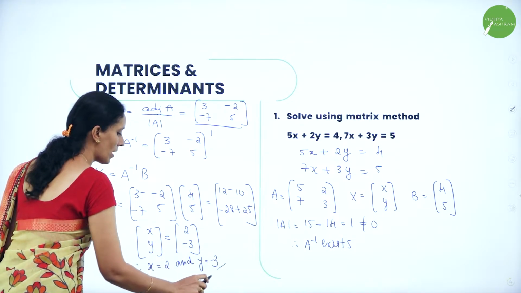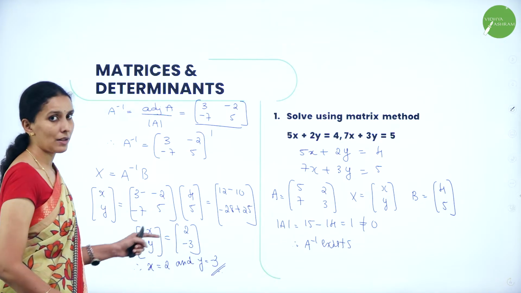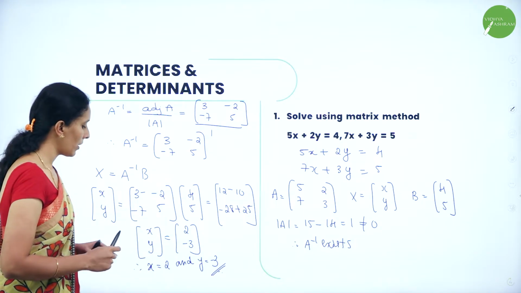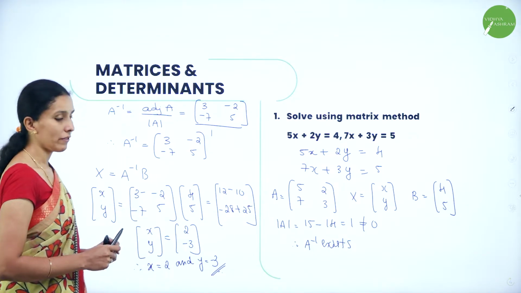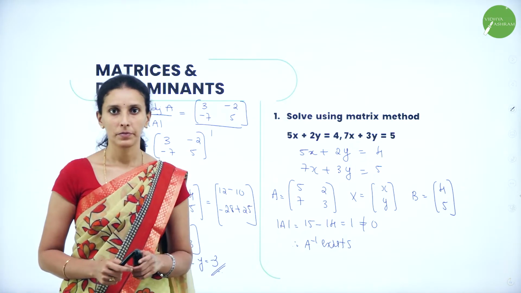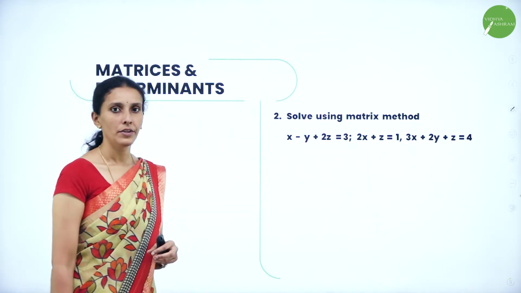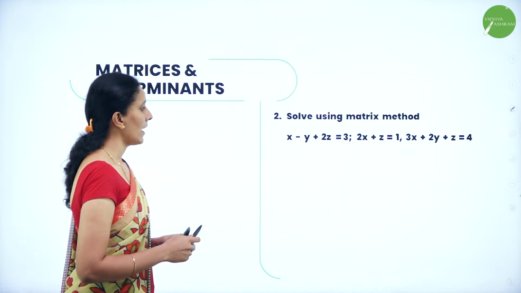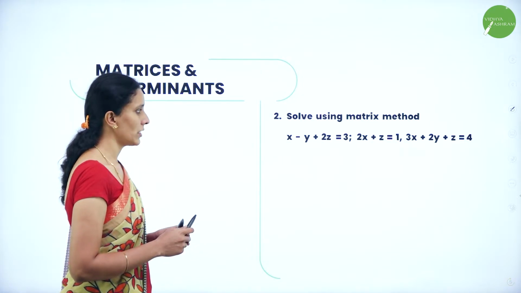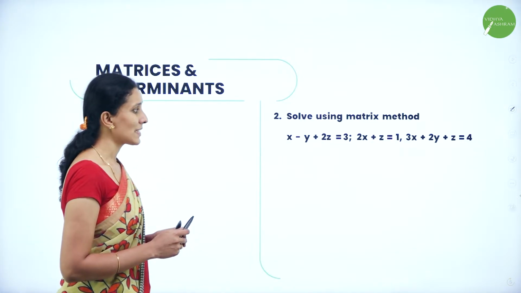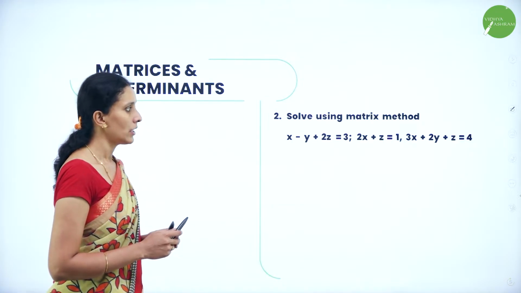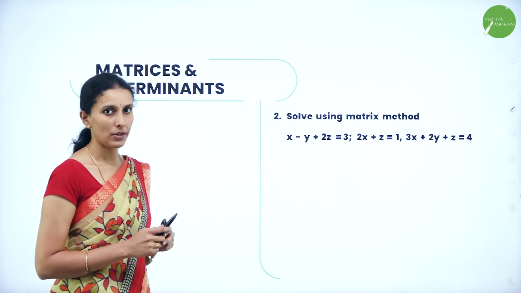When we say these two matrices are equal, their corresponding elements are equal. So using that property, we can write x is equal to 2 and y is equal to minus 3. Next, solve using matrix method. x minus y plus 2z is equal to 3. 2x plus z is equal to 1. 3x plus 2y plus z is equal to 4.